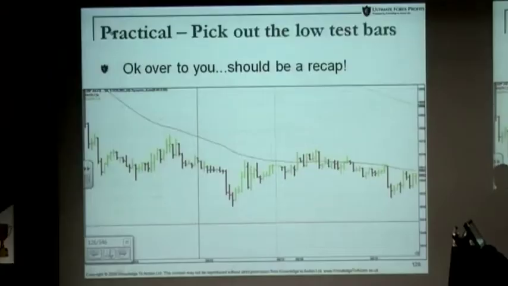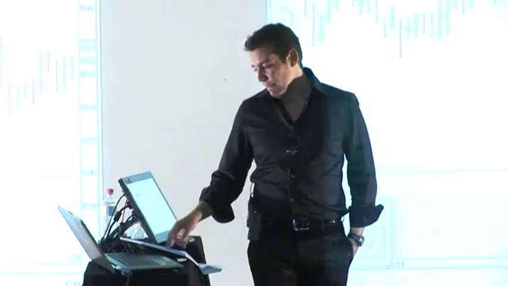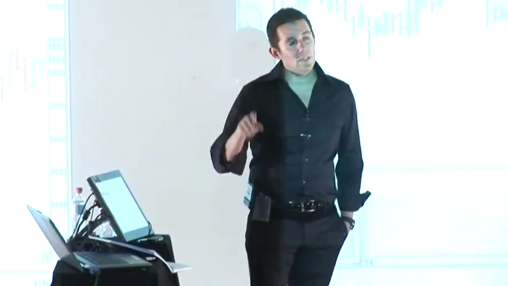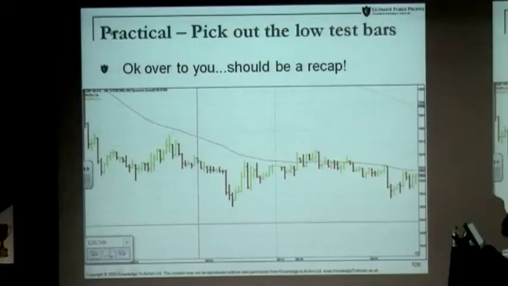Practical. Over to you. Pick out the low test bars. Ring them. These are the bars where they've tested low and they've left a tail. And then notice what happens next. So look at the bars on this chart and look for the bars where there's a low test. Ring those bars.